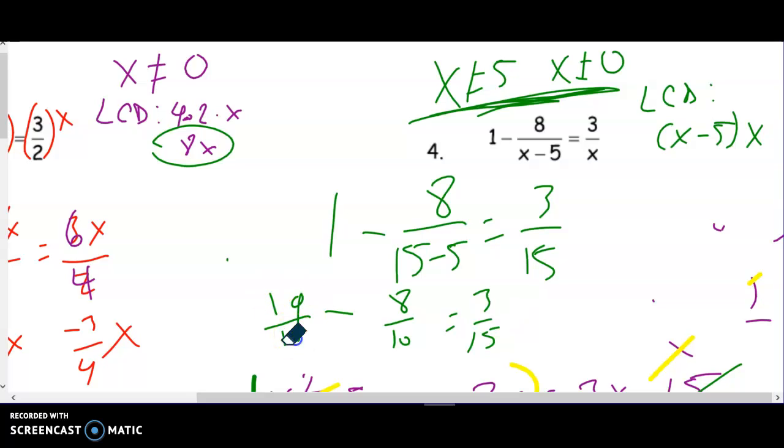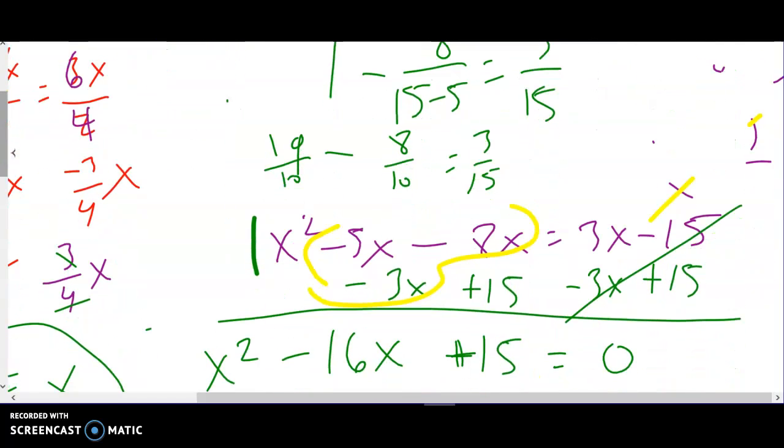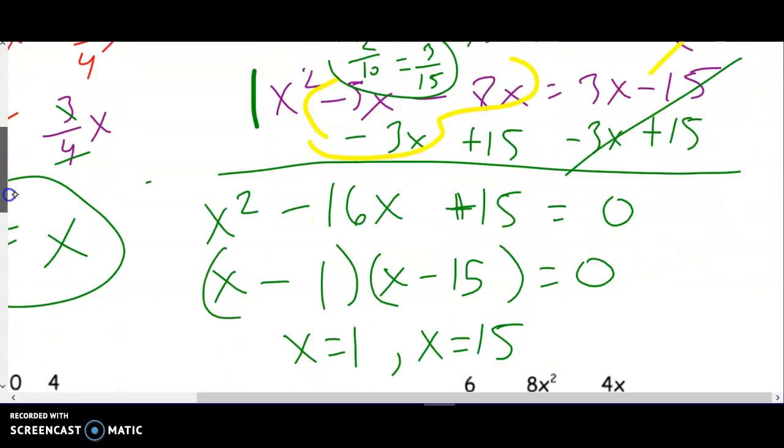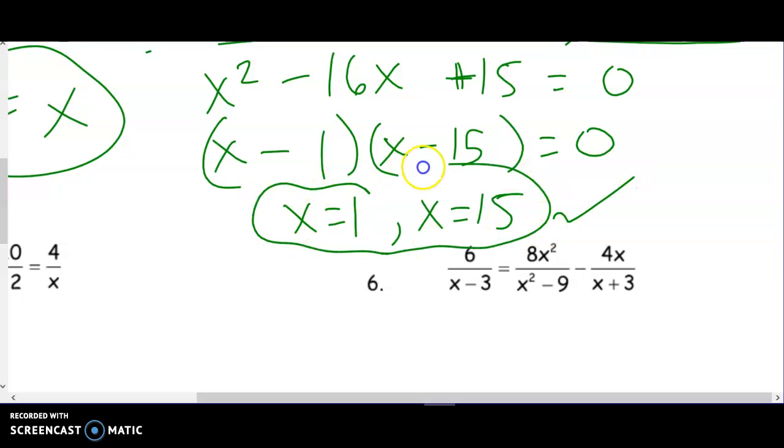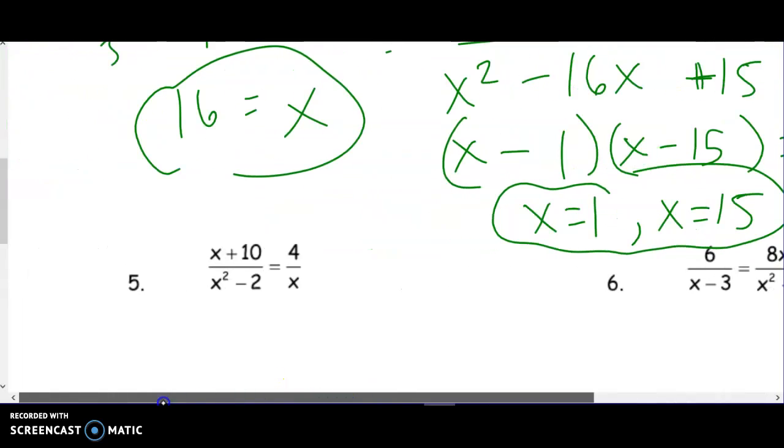1, so that's 10 over 10. And yeah, it's going to check out nicely. So this is 2/10, which is 1/5, which is equal to 3/15, which is 1/5. So they both check out. Well, there you go. There's two solutions here. If you graph both sides of the equation, they will hit twice.